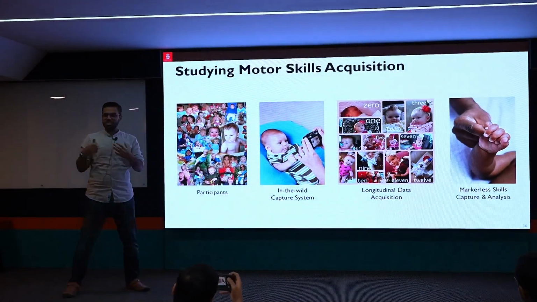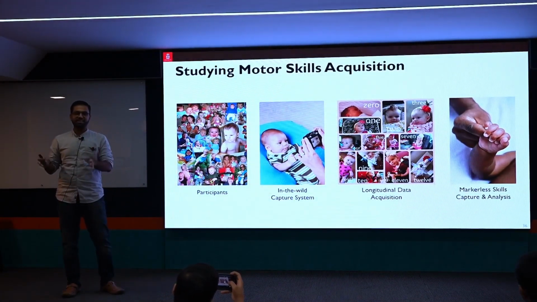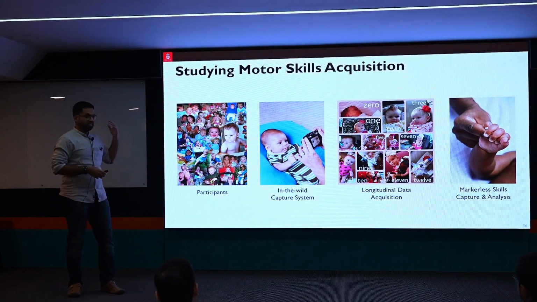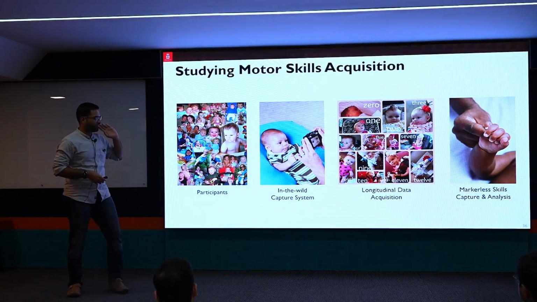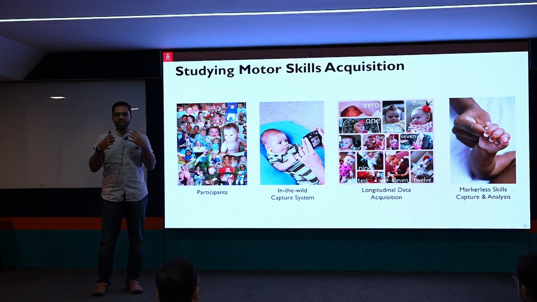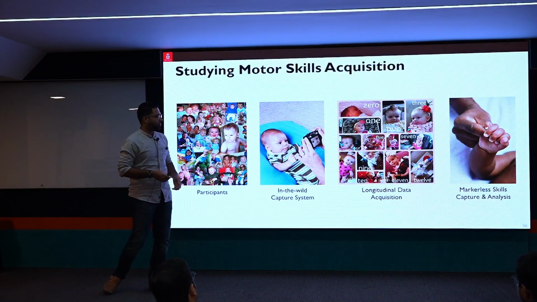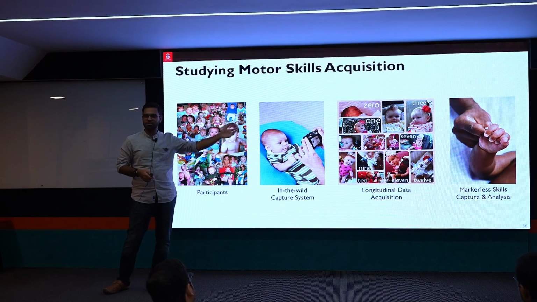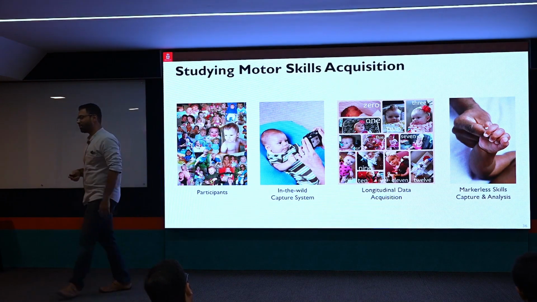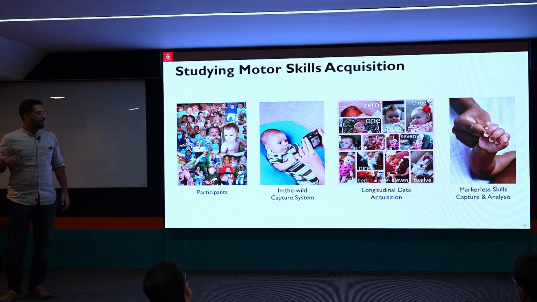Now, if you want to do studies with children, it's very complicated, right? You have to first get participants, you have to have good capture systems, you have to get approval from the ethics board of the university, and then you need to have experts who study this kind of motor acquisition skills to analyze all of this data, right? So it's a really complicated thing to do.